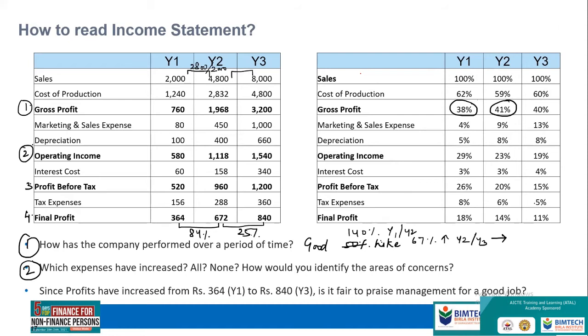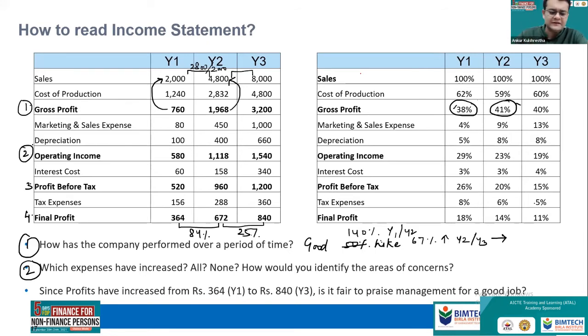Cost of production on sales, gross profit on sales. Take particular numbers for a year. Dr. Ashwini, take numbers. How did you get this 38%? 1240 out of 2000. Correct. So if you have to talk about this 38, then what you're saying, Dr. Ashwini, is 760 divided by 2000. Right. And if you have to talk about this 41, then it is 1968 divided by 4800. So essentially what you've done is convert every figure into a percentage of the total sales.